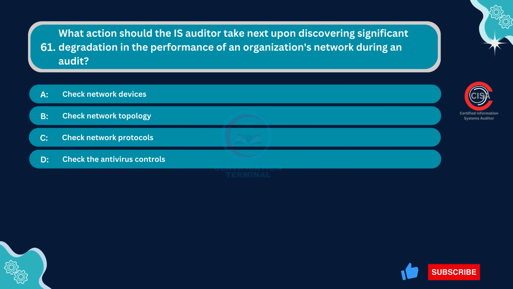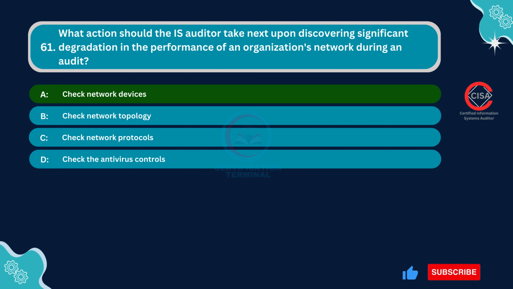The correct answer is Option A, check network devices. Network devices like routers, switches, firewalls, and load balancers play a central role in network traffic management. Performance degradation can often be attributed to issues within these devices, such as hardware malfunctions, security incidents, and configuration errors. Hardware failures within network devices can significantly impact performance. Misconfigurations can lead to bottlenecks, routing problems, or excessive processing demands on devices. Denial of service attacks or resource-intensive malware can overload network devices and hinder performance.